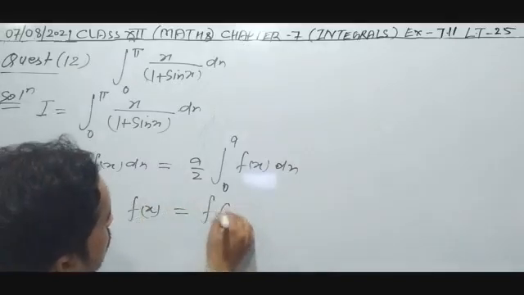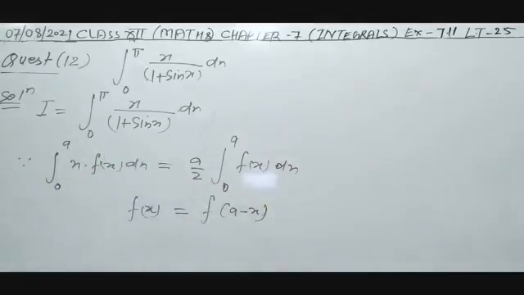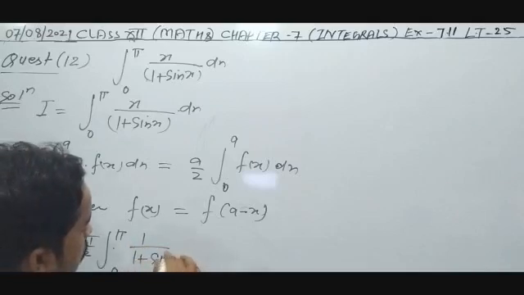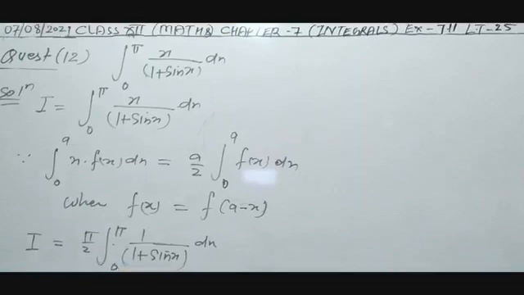when f of x can be written as f of a minus x, meaning sin of 180 minus theta is sin theta. This is the formula. So through this formula what can you write? We can write I is equal to the integration from 0 to pi, and its result will be outside, that is pi by 2, and this is 1 upon 1 plus sin x dx. And now you can rationalize by 1 minus sin x.